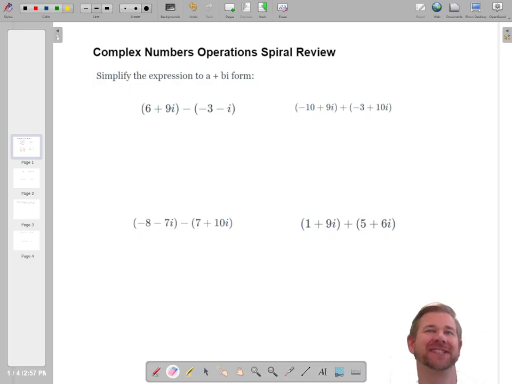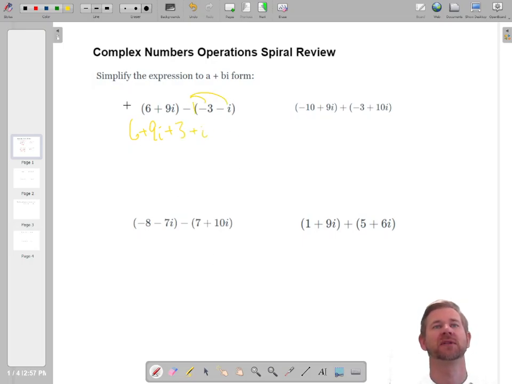Everyone, let's review some complex number operations. When you're adding and subtracting, this is combining like terms. You don't have to know what a complex number is. You have to know how to distribute a negative. So this would be plus 3 plus i if you distribute a negative 1. Combine like terms: 6 plus 3 is 9, 9 plus 1 is 10.